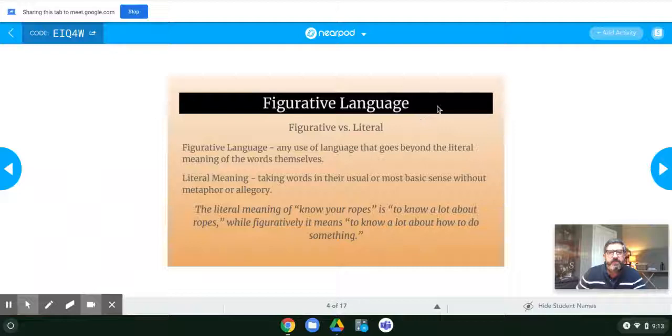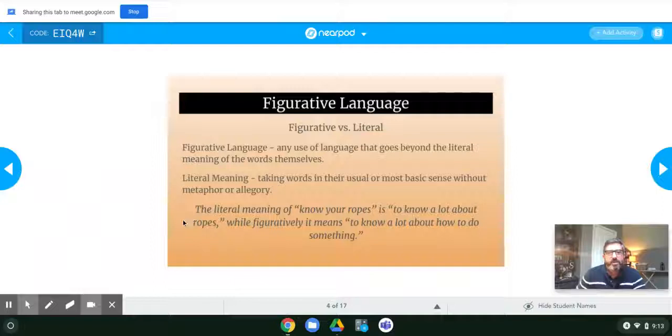So, what is figurative language? Well, it is any use of language that goes beyond the literal meaning of the words themselves. So, what is literal meaning? Does anybody know? Well, the definition is on the screen. Literal meaning is taking words in their usual or most basic sense without metaphor or allegory. So, what does that mean? Let's look at the example. This hopefully can kind of clear up the difference for you.